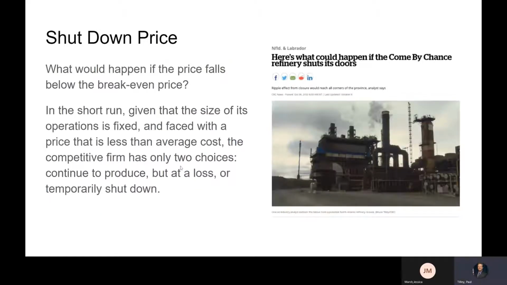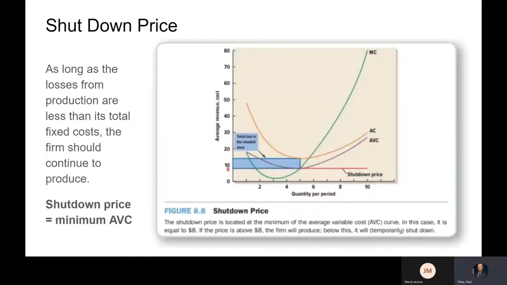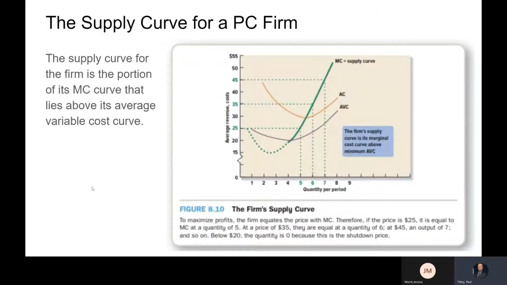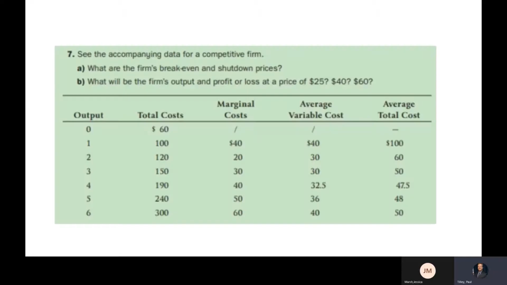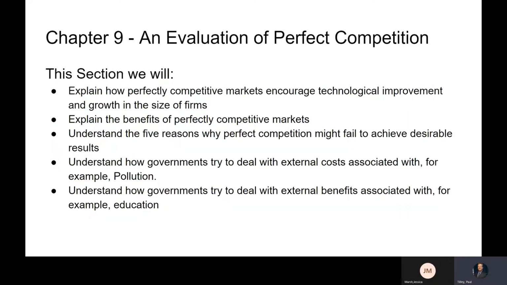That is something real firms have to consider. The minimum average variable cost defines your shutdown price. So those are a couple of terminologies that you want to be familiar with. I won't get too keen on that. We did some examples of that, and again, what you want to focus on is the mechanics there.